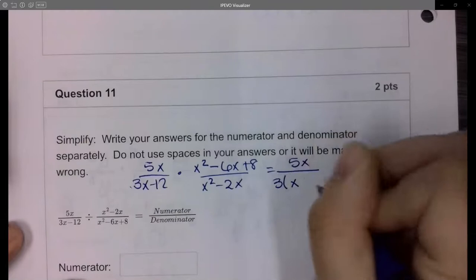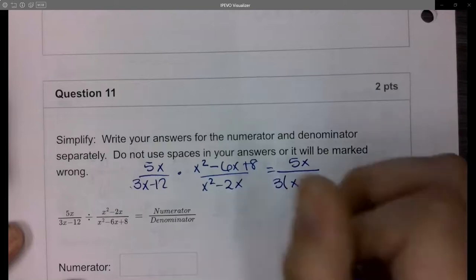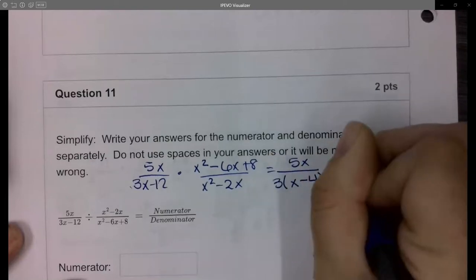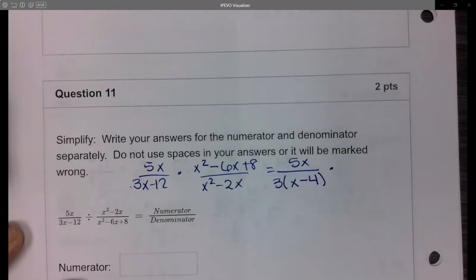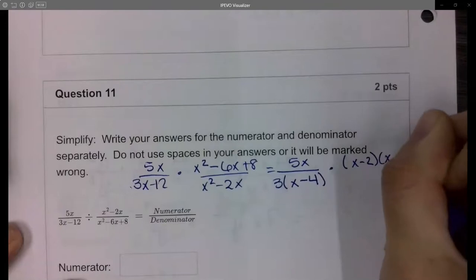So I get 3 on the outside, and then I divide each term by 3. So 3x divided by 3 gets me x. Negative 12 divided by 3 gets me 4. Then on the numerator of my second fraction, I have an 8 at the end, and I'm looking to multiply to positive 8 and add up to negative 6. This is going to be negative 2 and negative 4.